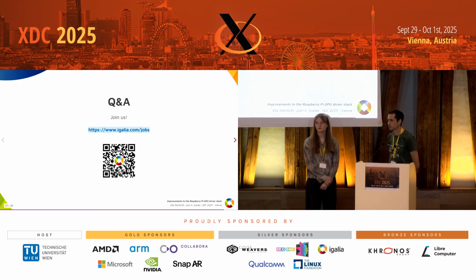Thank you, a couple of questions. How much of it is already available in Raspberry Pi OS, like in official releases? And second question, how much of it is relevant for Vulkan, for example? Thank you.